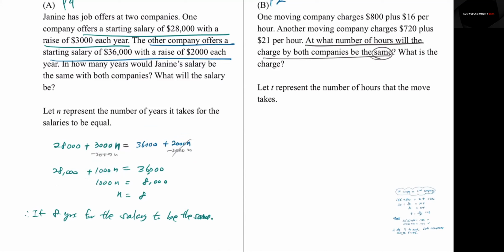Once again, we'll go a lot slower in class, right? So it takes 8 years for the salaries to be the same. And then after 8 years, which one's the faster rate? This one? Yeah, you'll have more money.